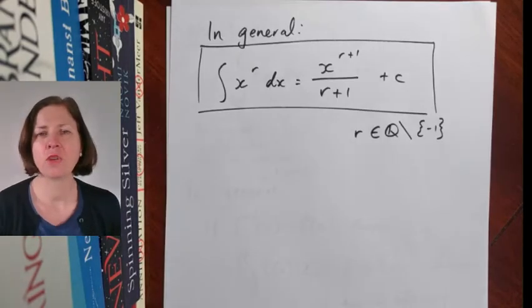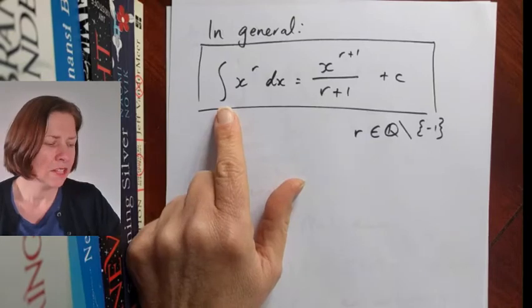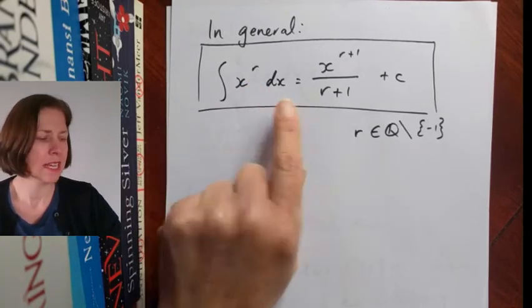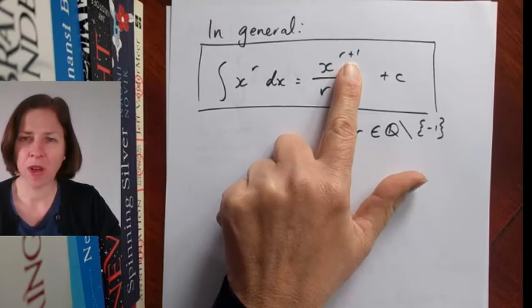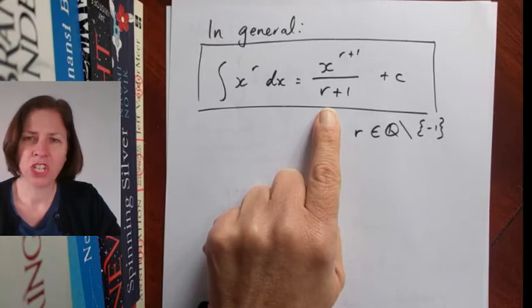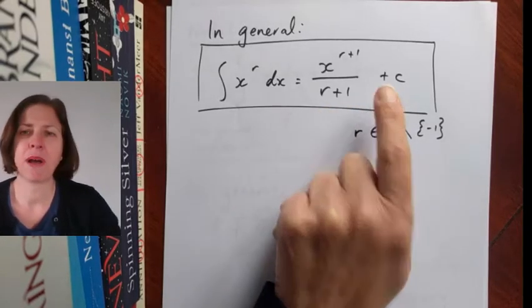So that brings us to our general rule. The antiderivative of x to the power of r with respect to x is x to the power of r plus 1. I've added 1 to my power, divided by r plus 1, which is the new power, and I always add my plus c.